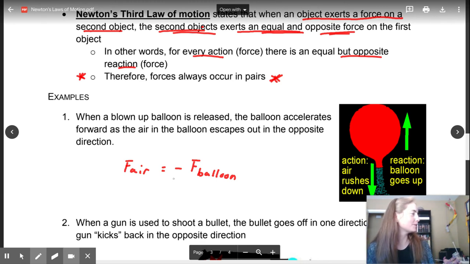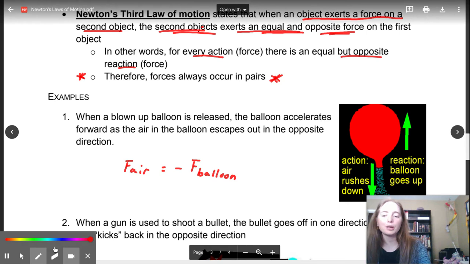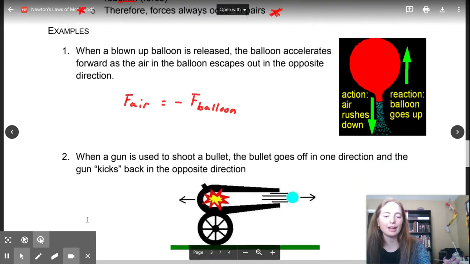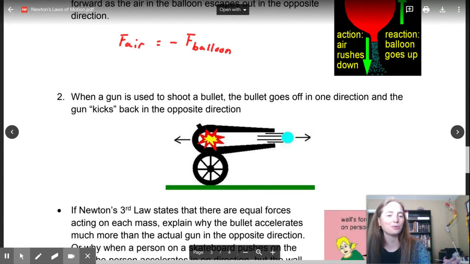All right, so ladies and gentlemen, our next piece is we are going to be looking at the recoil of a firearm. So it is the exact same concept. Here we've got a cannon.